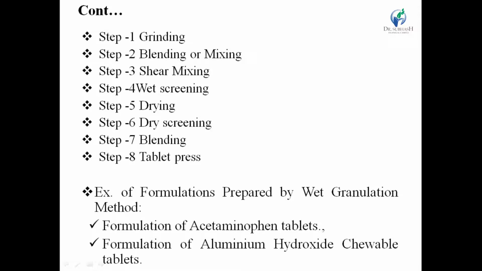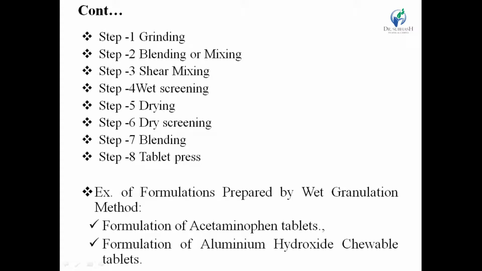In the first step, grinding. Grinding means the drug is added to the granulator and ground. Second is blending or mixing. The suitable adjuvants or excipients are added and mixed in a blender or mixer. Step 3 is shear mixing. In this step, granulating liquid, for example any organic liquid or water, is added to form a damp mass of the powder material which resembles agglomerates.